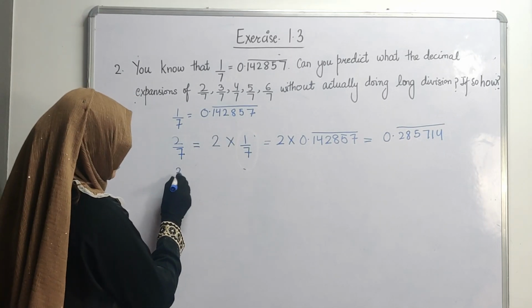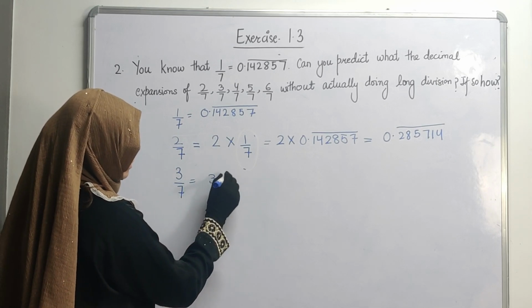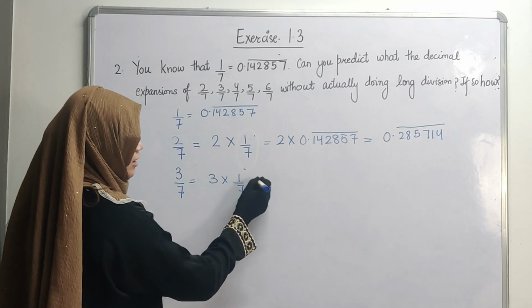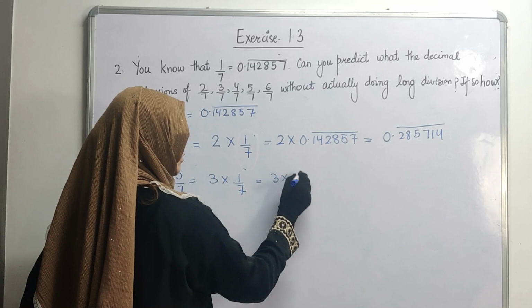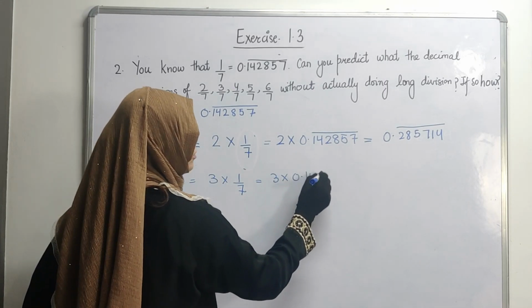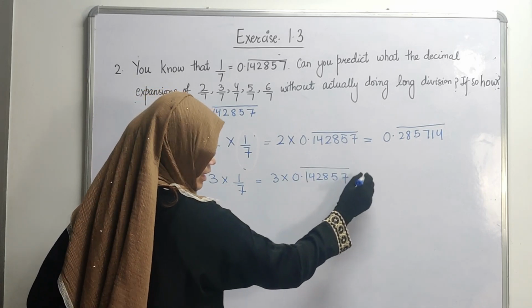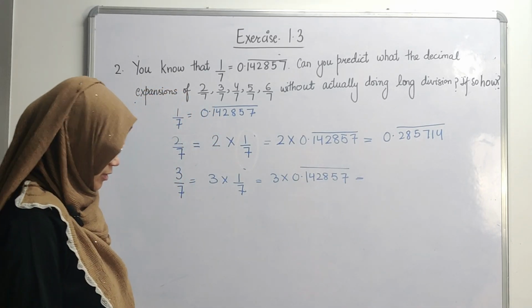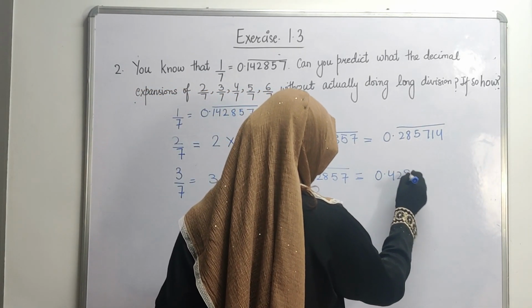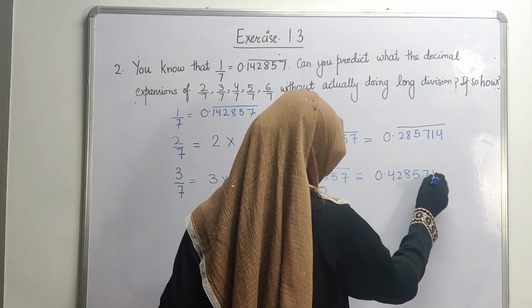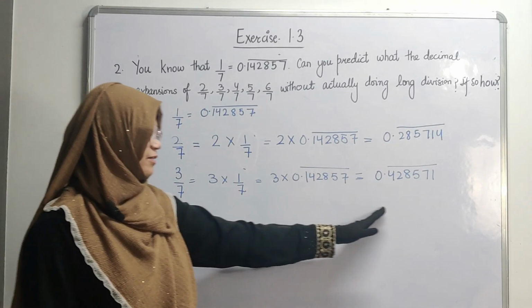Similarly, 3 upon 7. How can you write 3 upon 7? 3 multiplied by 1 upon 7. The value of 1 upon 7 is 0.142857 whole bar. Simply multiply 3 into it, and your answer is 0.428571.